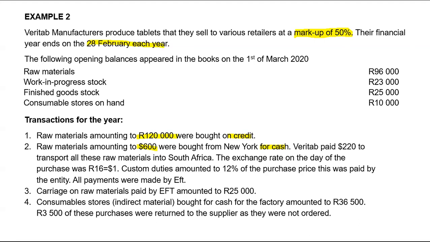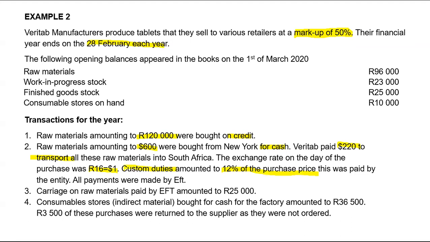But we use rands in South Africa, we don't use dollars. And here we are given raw materials that were bought from New York, and we need to write it in rands. And then it says Veritas paid 220 to transport. So that is transportation, obviously. These raw materials into South Africa, and exchange rate on the day of the purchase was 16 Rand to $1. And then they said custom duties amounted to 12% of the purchase price. So we don't know what that is for now, and then they said all payments were made by EFT.